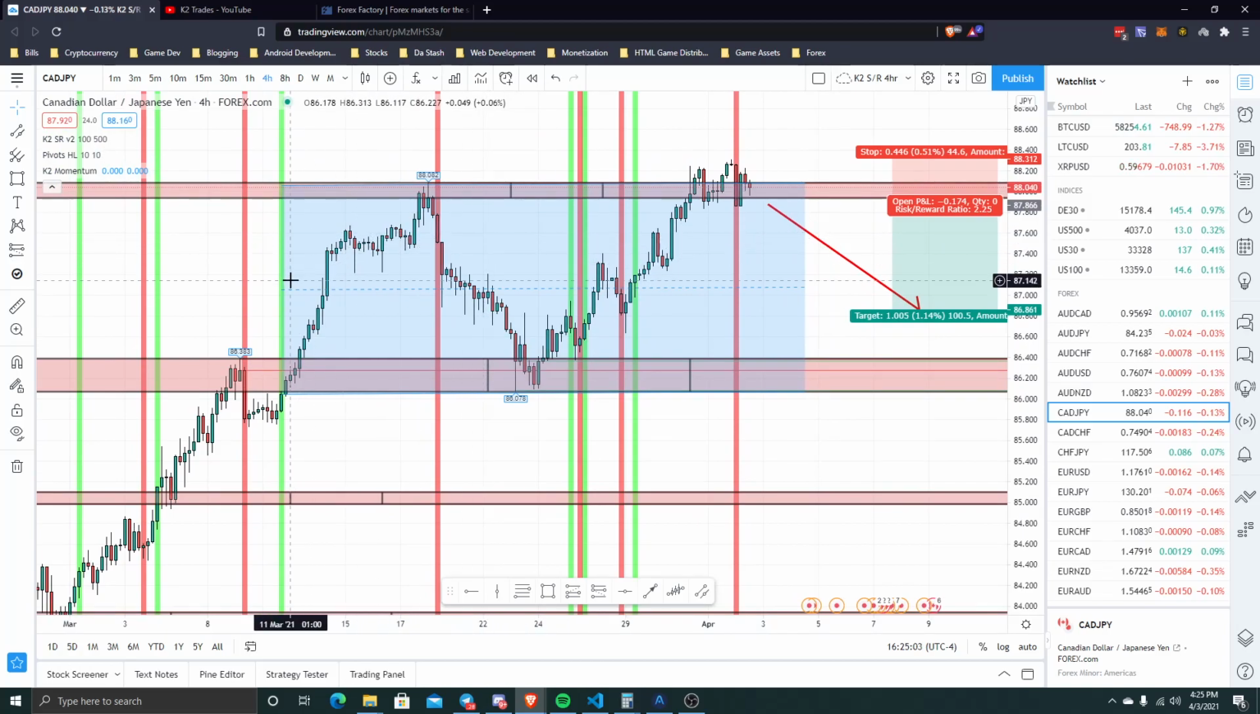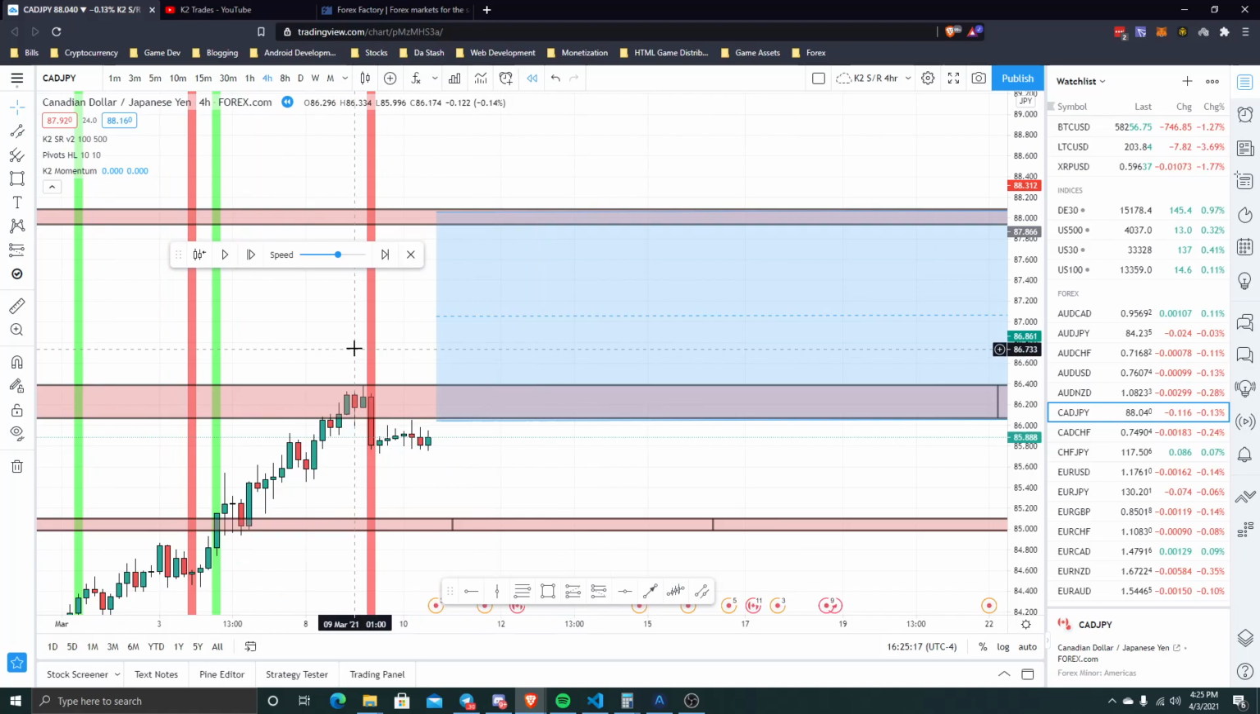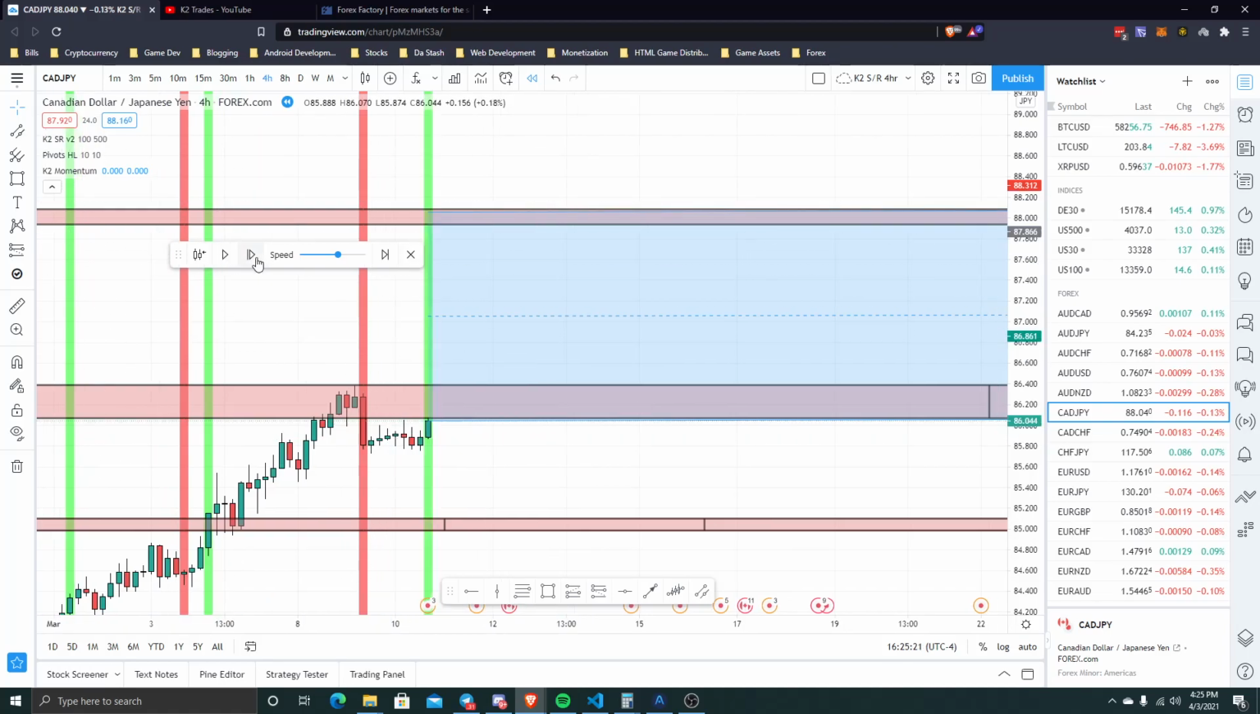But the good news with this is, even though it's going in a range, this movement here is pretty big. So let's do the replay on this one right here. All right, so we have this bullish bias right here, but we're not going to take it to trade until price breaks above this zone right here. So let's play.